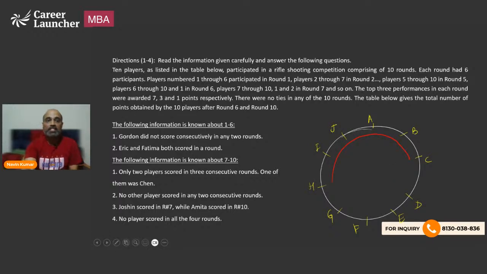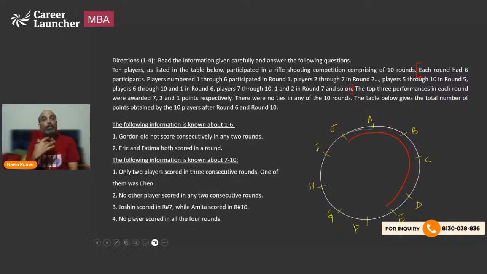Since there are 10 players and A becomes the first player of the first round, B becomes the first player of the second round, C becomes the first player of the third round. So if we continue like this, every player gets a turn to become the first player out of 6 players in every round. So the last round would be when J plays as the first player, and the next 5 players being A, B, C, D, E. So J to E will be playing in the last round. So this is the important part that we need to understand.